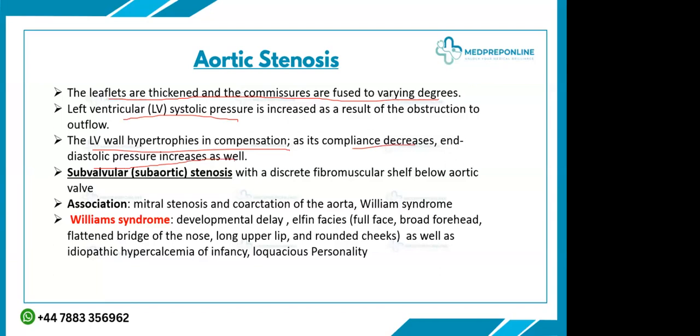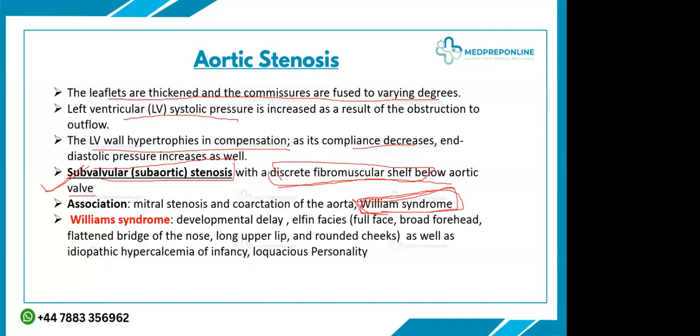Then there is a category called subvalvular, or subaortic, stenosis. It is a discrete fibromuscular shelf just below the aortic valve, not in the actual valve. This shelf obstructs the aortic outflow. There is an association of this subvalvular aortic stenosis with Williams syndrome. You need to remember that Williams syndrome is associated with aortic stenosis, especially subvalvular.